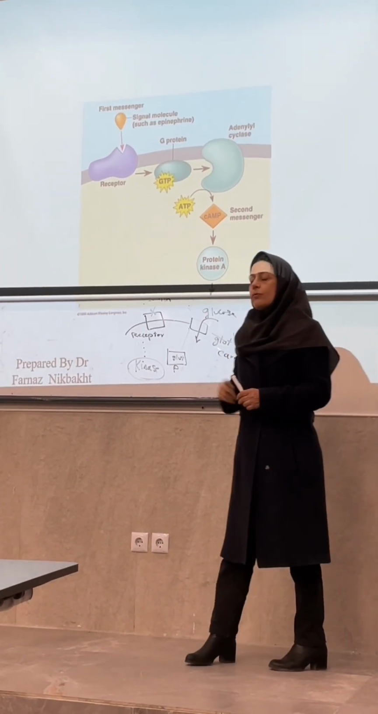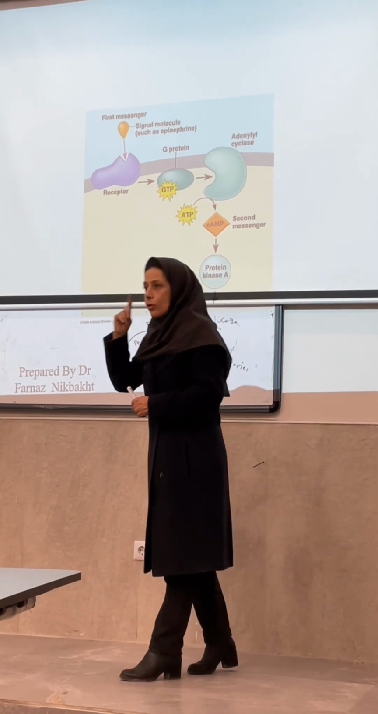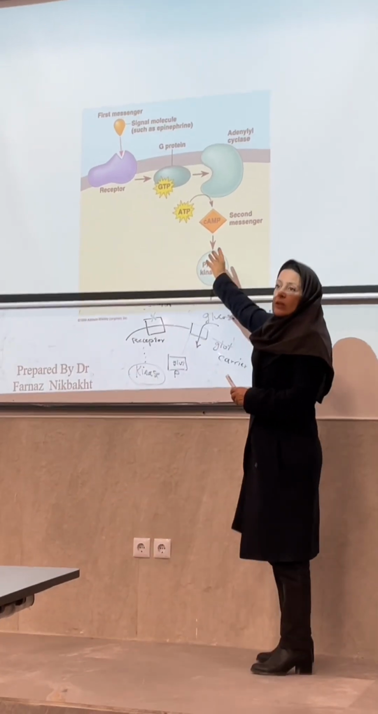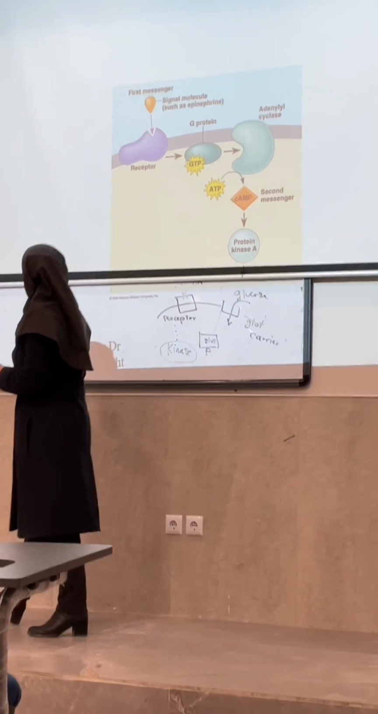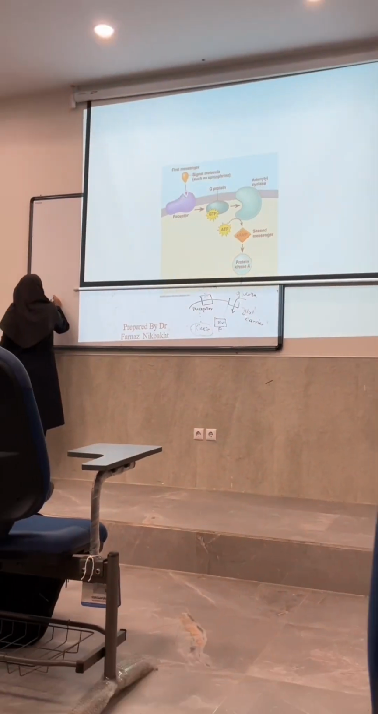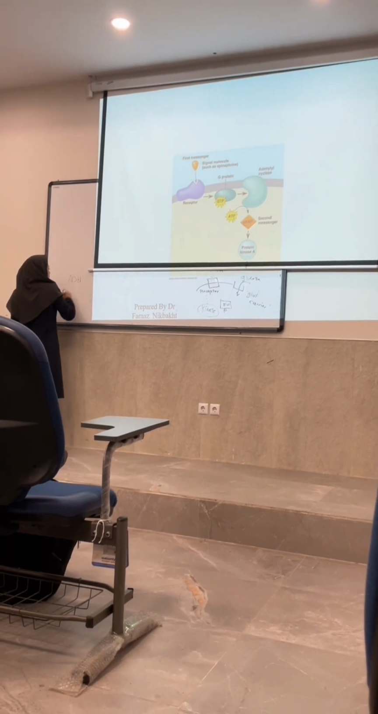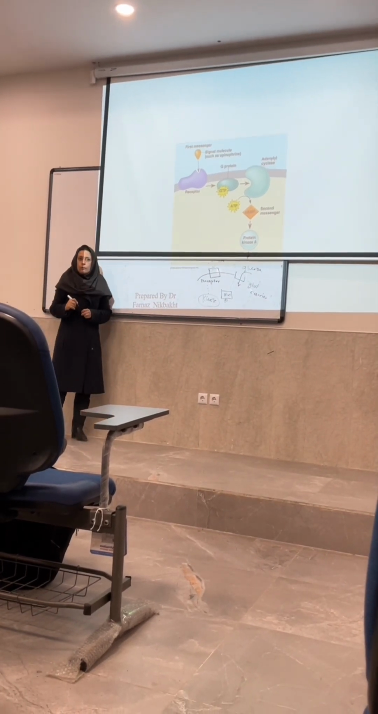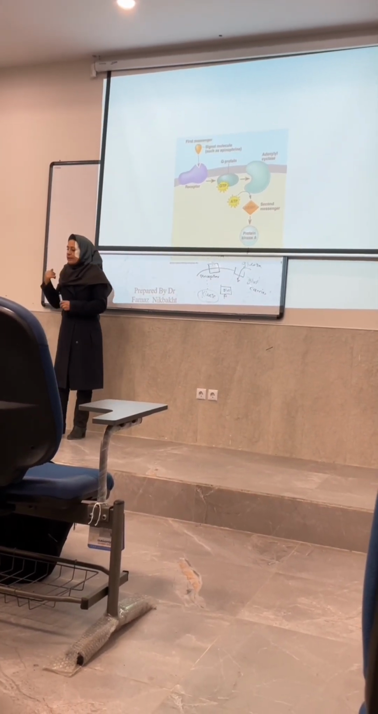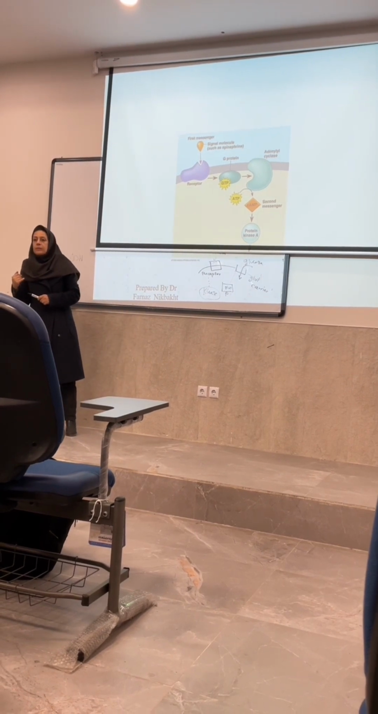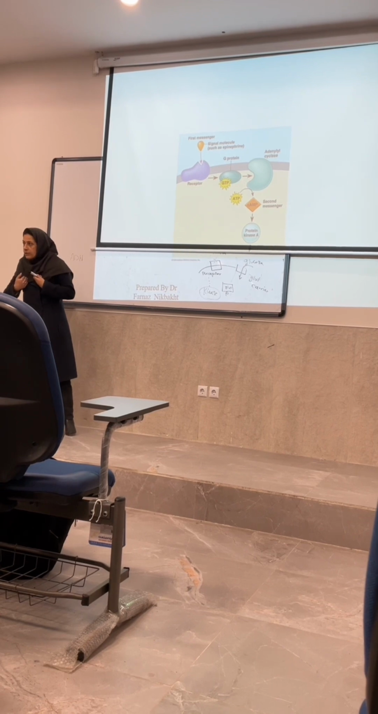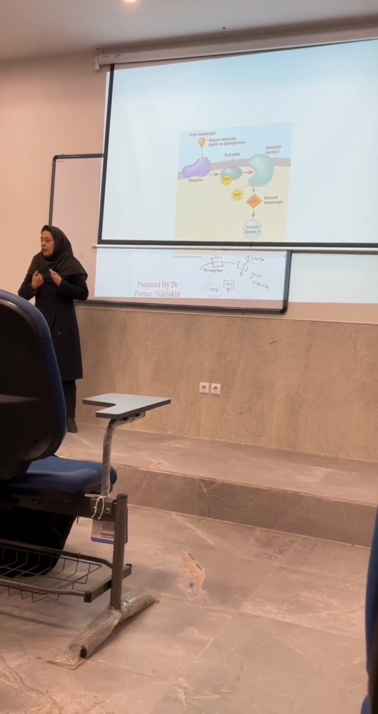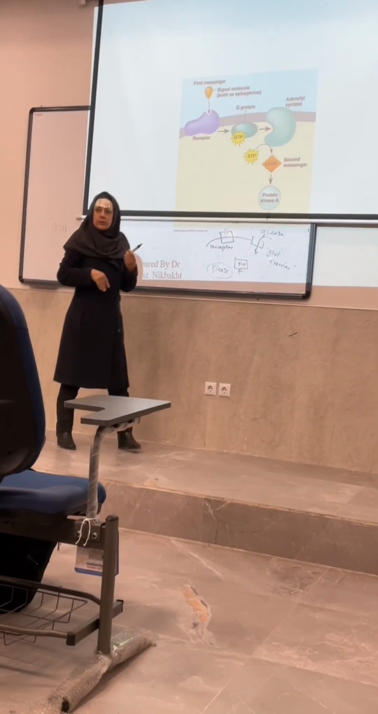I will give you one example about one hormone which uses this signaling. Do you know what the ADH hormone is? Antidiuretic hormone. When you are drinking a lot of water, this water must go to the urine and not come inside the body. And there is also the opposite.